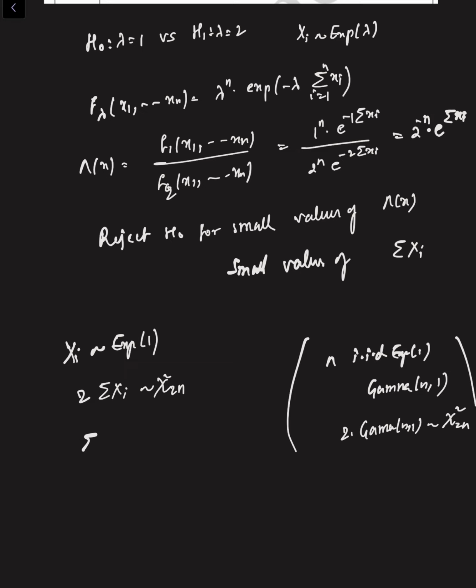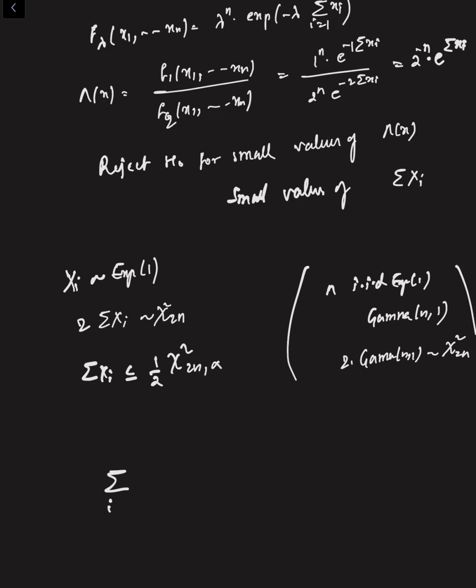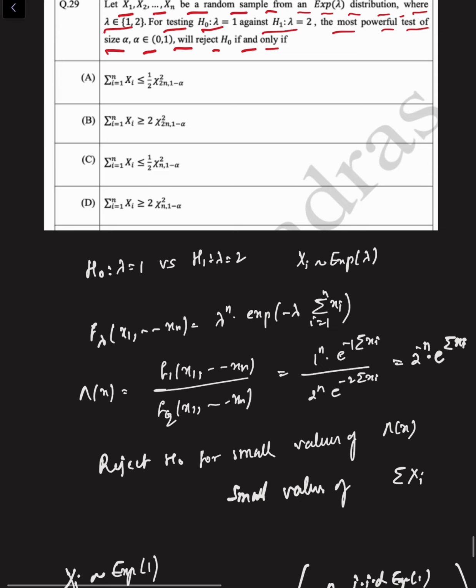So that means the summation Xi is less than or equal to 1/2 chi-square(2n, alpha). So that means the summation i = 1 to n Xi is less than or equal to half times chi-square(2n, 1 minus alpha). So that means option A is the correct answer.